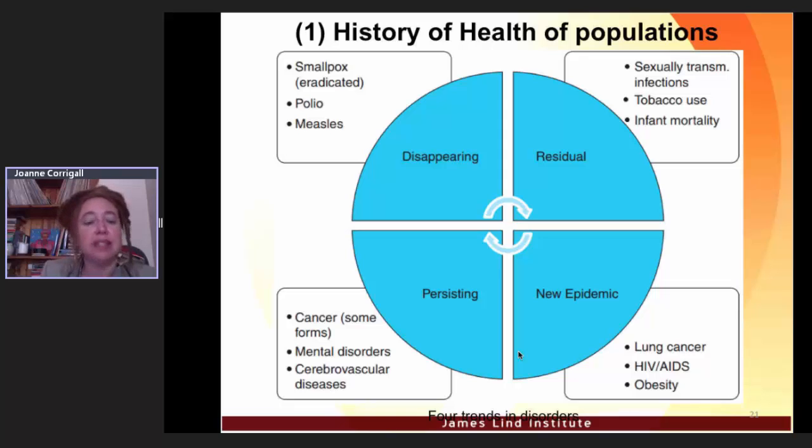Then you have persisting diseases. This category of disease is a disease where we don't really know what the cause of that disease is, and so it's very difficult to treat.